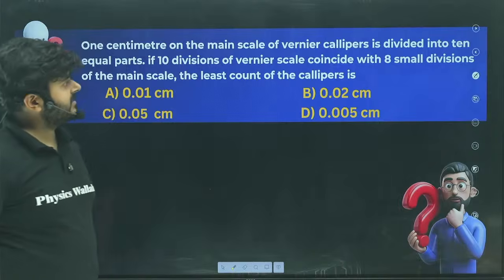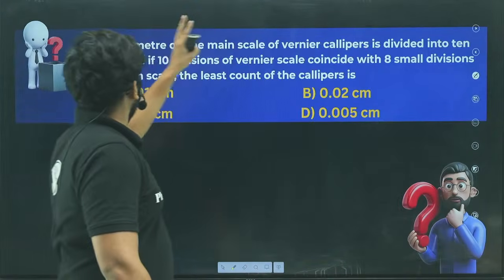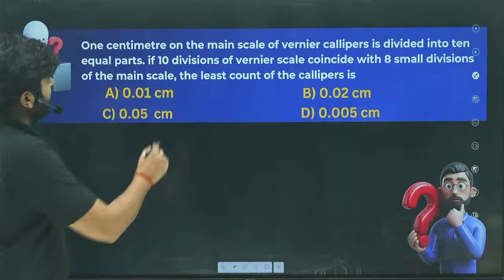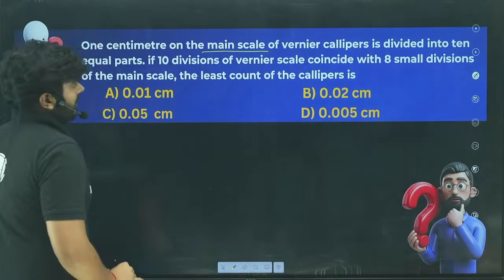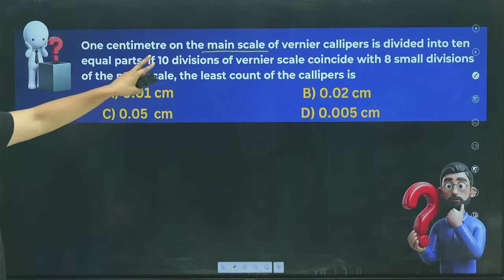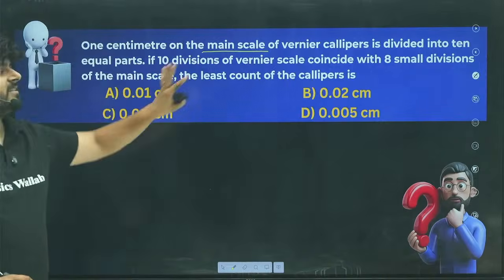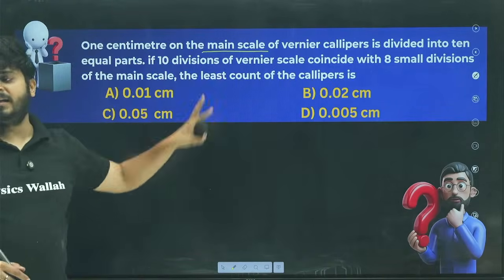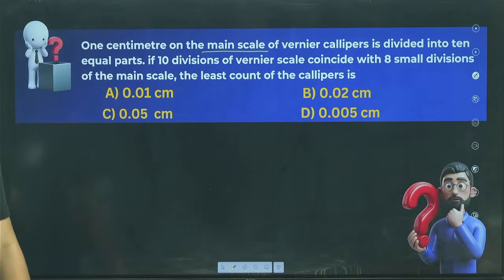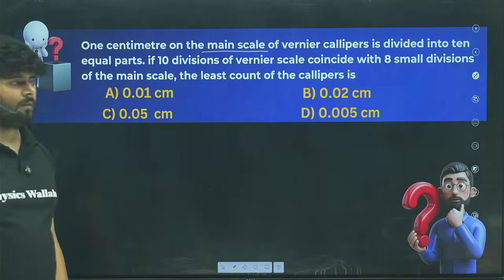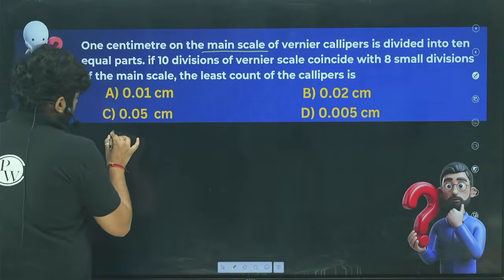One centimeter on the main scale of a Vernier caliper is divided into 10 equal parts. If 10 divisions of the Vernier scale coincide with 8 divisions of the main scale, the least count of this caliper will be? So for this specific caliper, what will be the least count? Calculate that. Just tell me, my dear kids.